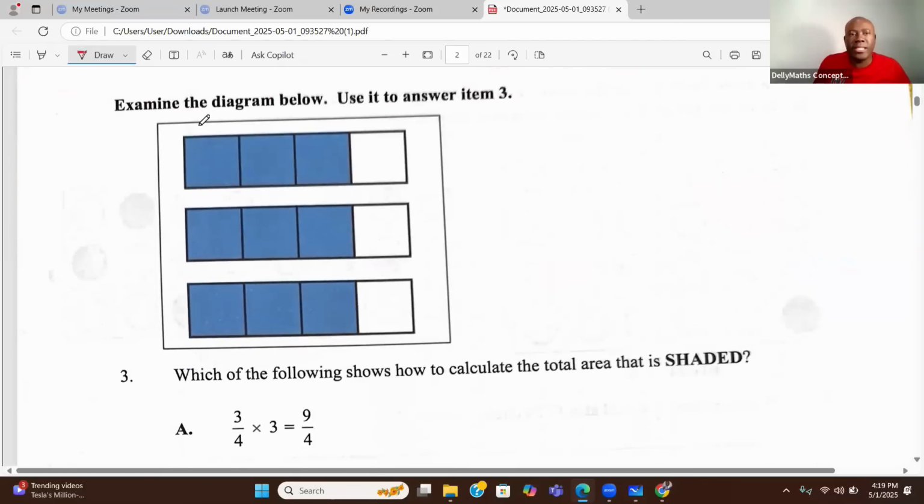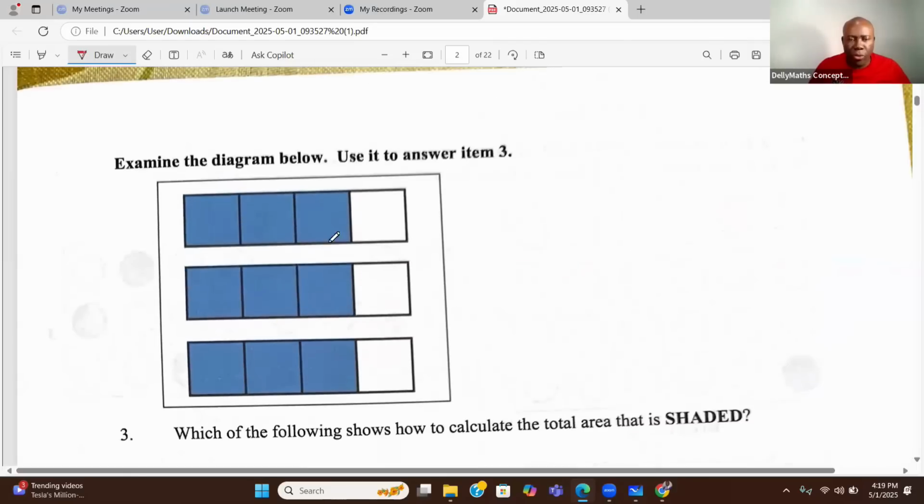Now, let us look at this other question. This is, examine the diagram below. Use it to answer item 3. All right, so we're seeing 3/4, 3/4, 3/4. So I'm seeing 3/4 three times. It says, which of the following shows how to calculate the total shaded area?